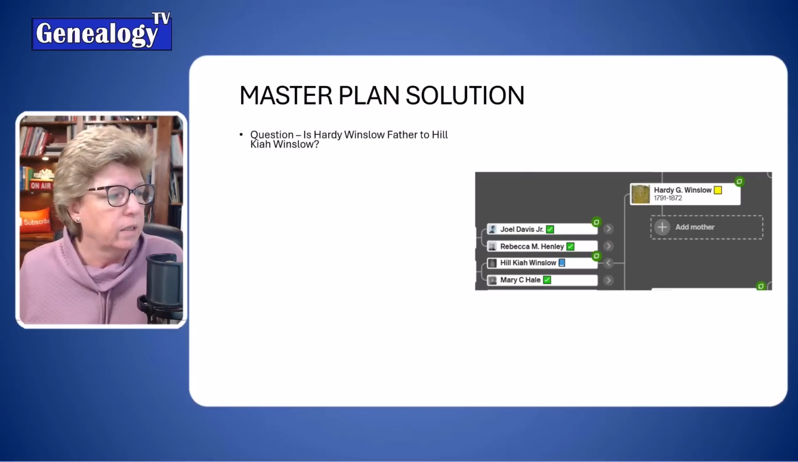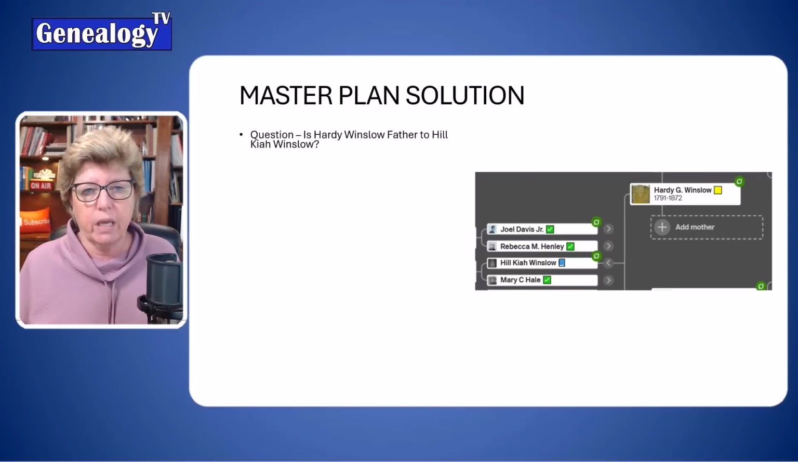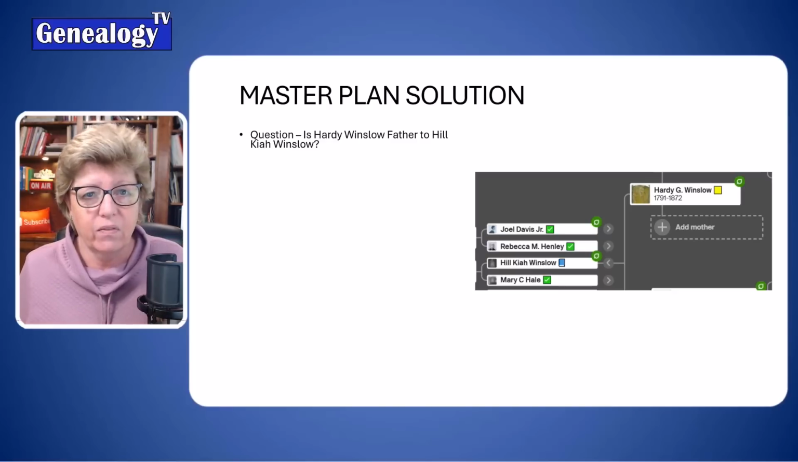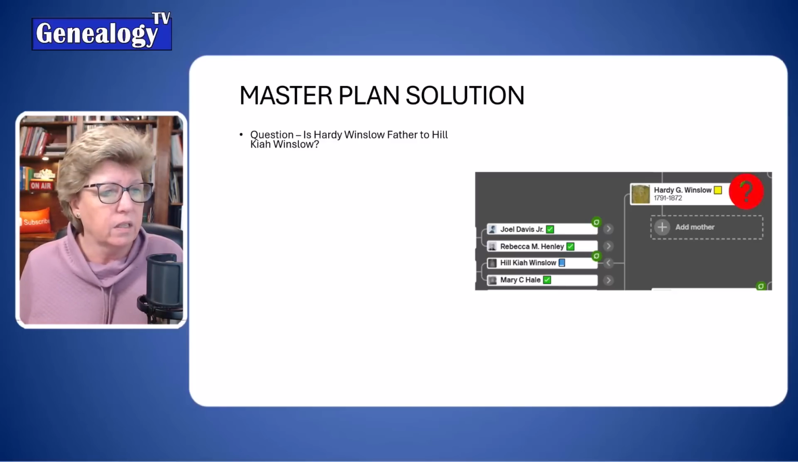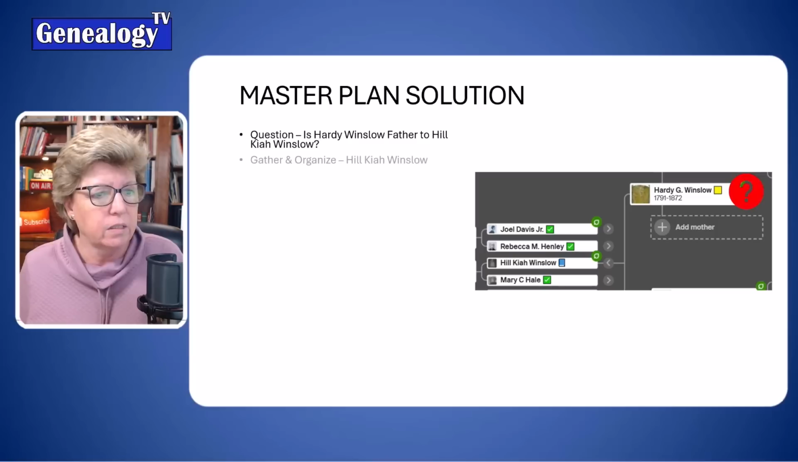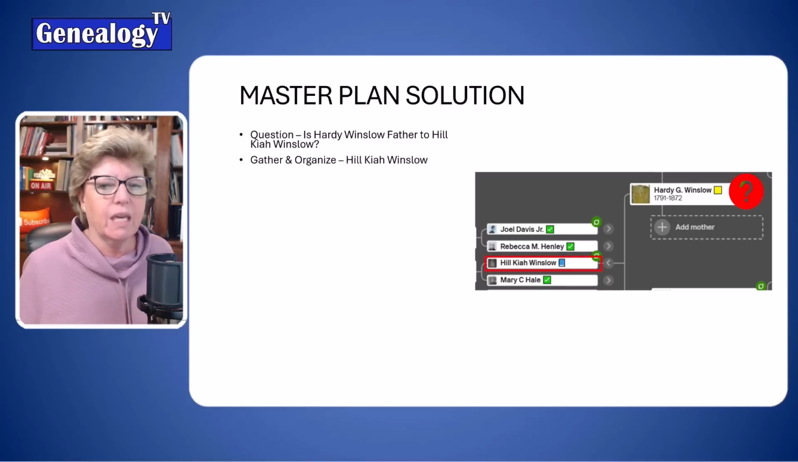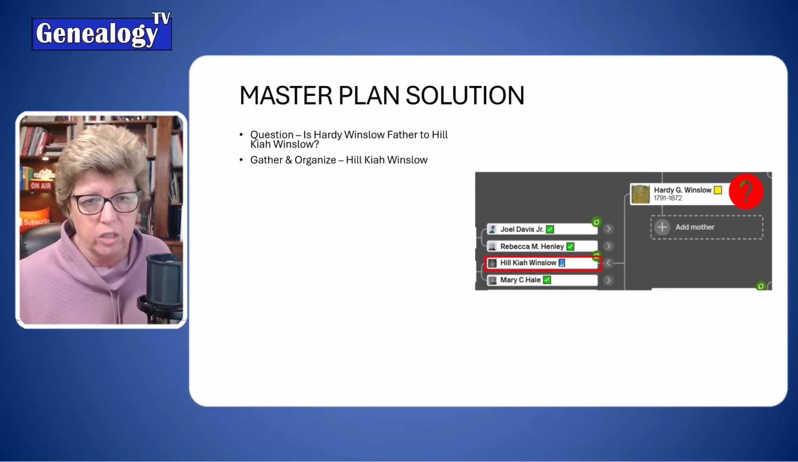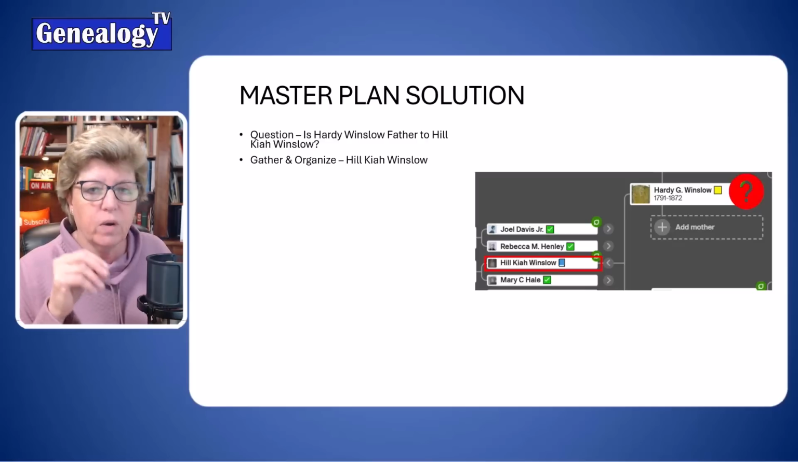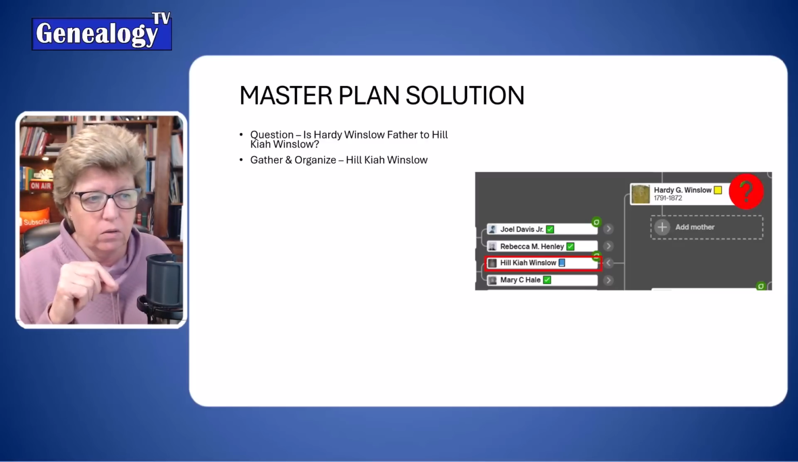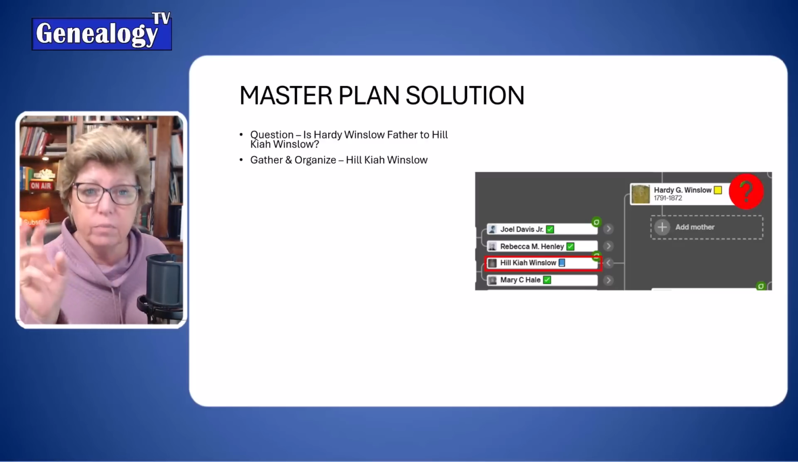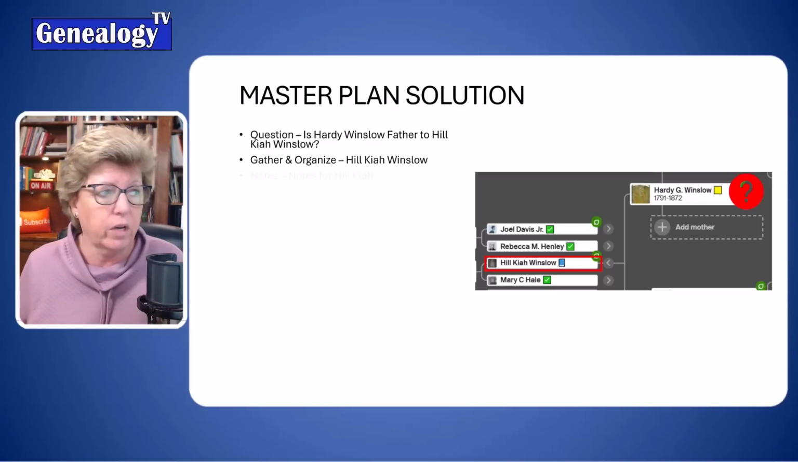Here's the story. The question, using the master plan now, is who is Hardy Winslow, and is he the father of Hill Kiah Winslow? So Hardy is my question. And so we're going to gather and organize everything we can on the younger generation first. I'm not jumping into research notes on Hardy Winslow. I'm trying to determine, do I have everything for Hill Kiah Winslow, his son, supposedly, if Hardy is actually his father?